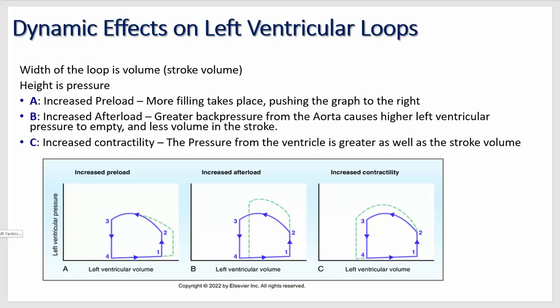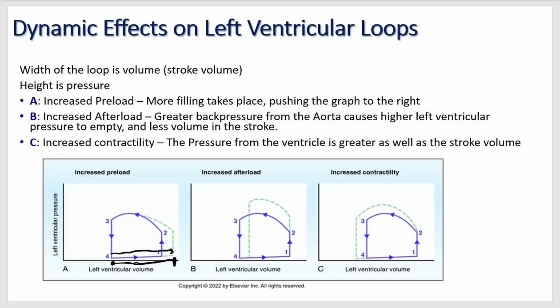So, dynamic effects on left ventricular loops. That's what we're talking about, the left ventricular loops. The width of the loop is volume, so stroke volume. If we start at this point and say this is our end diastolic volume, this is how much volume is moving into the ventricle. Remember, our x-axis is volume. So we went from not having very much in the ventricle to having this much in the ventricle.